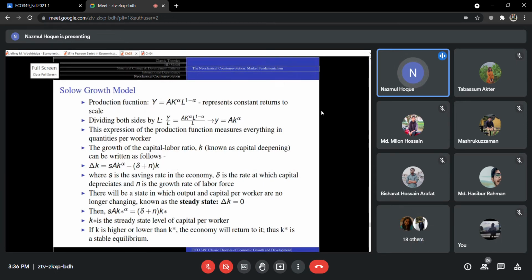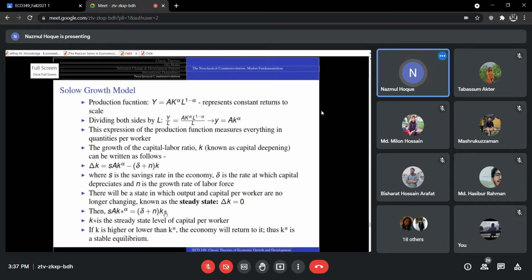So if you define K star as the steady state value of capital per person, the small k, then you can write down this change in capital stock is equal to 0. So this is the equation that you end up with when the economy is in steady state.